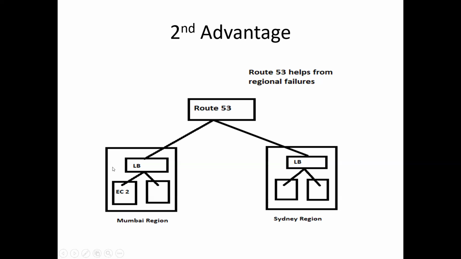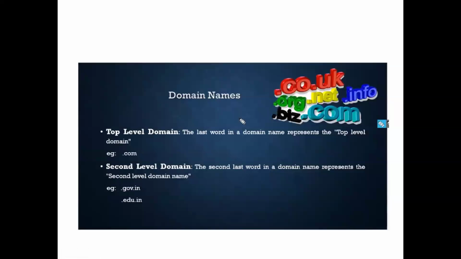So if a failover happens to the Mumbai region, then only the request will be diverted to the Sydney region. In that case, usually Route 53 is protecting us, helping us from the regional failures. This is one advantage we have by using Route 53.